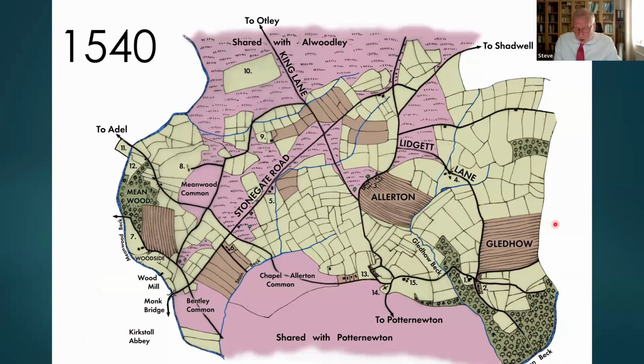They've also constructed the Monk Bridge. Wood mill has been expanded, and you've even got metalworking up here at the far end of Meanwood Woods, straddling each side of Meanwood Beck. But by 1540, the monks are no longer farming this land on their own. Instead, it's all leased out to tenants.